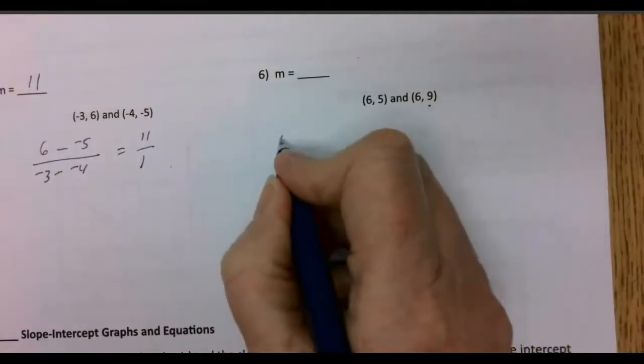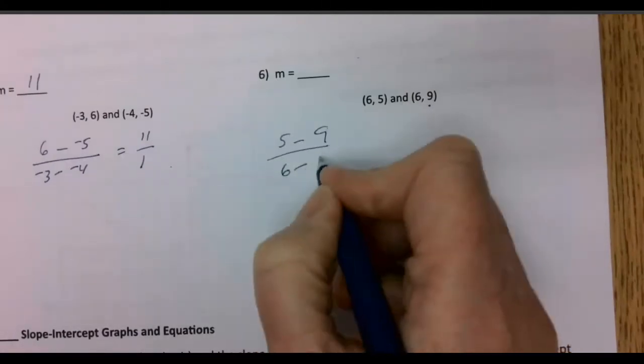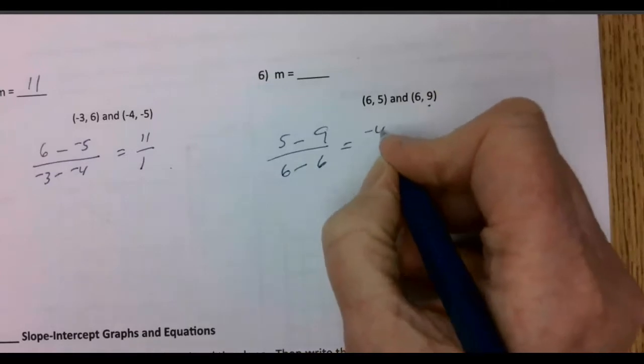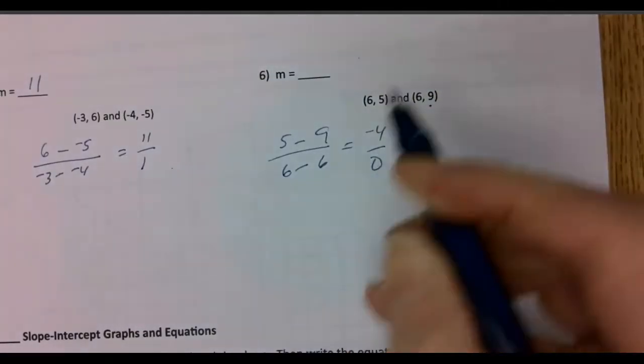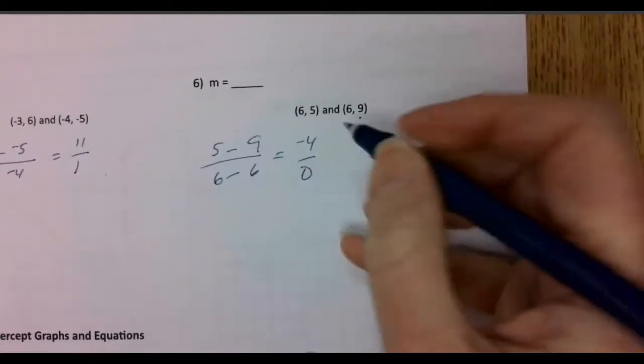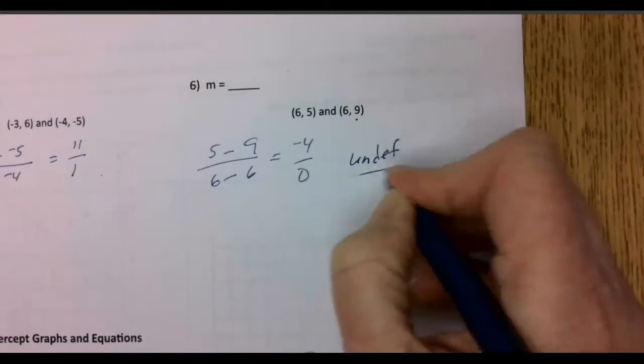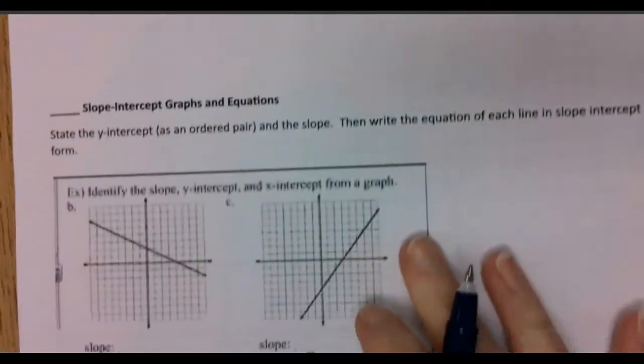So do the same thing here. 5 over 6. I'm going to take 9, and I'm going to take 6. I get -4 over 0. Okay, is this okay, or is it a knockout? It's a knockout. 0's in the denominator. So for this one, we're going to put undefined as my slope. It's not equal to, it's just undefined.